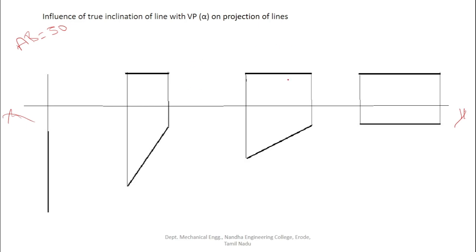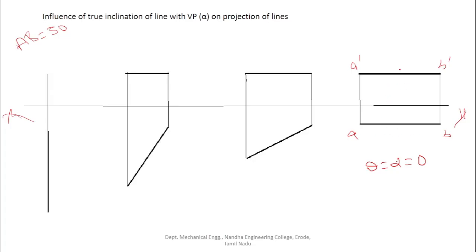So this is case 1. Here the true inclination of the line with the HP and the true inclination of the line with the VP are both the same, equal to 0 degrees. So the front view is A dash and B dash. You can draw the front view first or the top view first, no problem, because the line is inclined to both reference planes, A and B. So both are giving the true inclination.